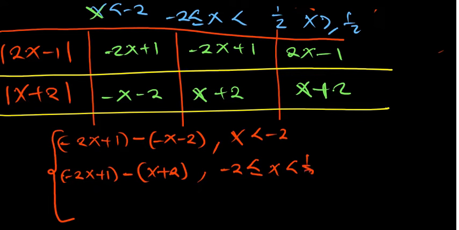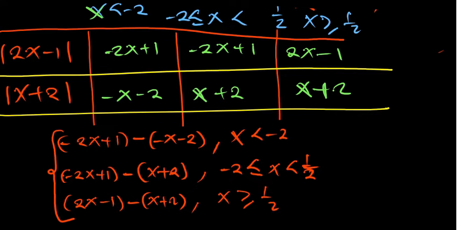Next, I'll come here and say 2x minus 1 minus x plus 2. The condition is that x has to be greater than or equal to half. Now I have to simplify this. There is a lot to do. Have you seen?